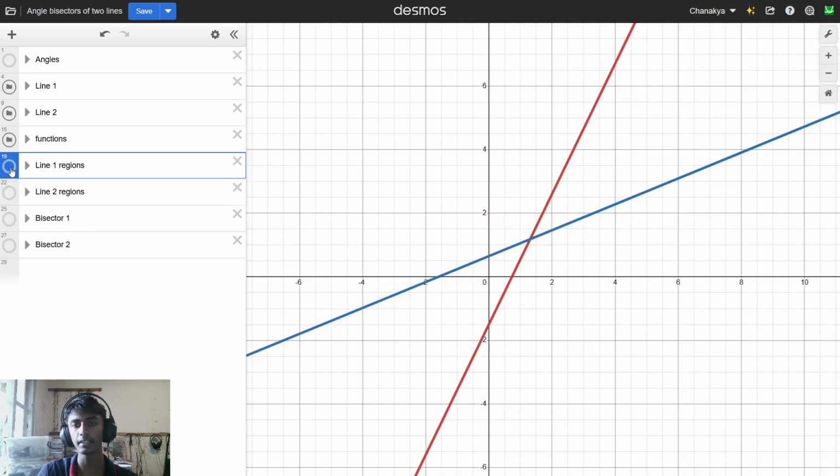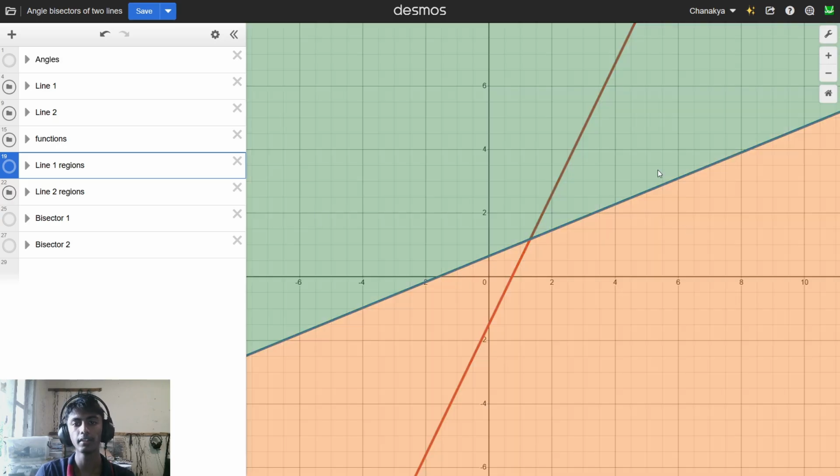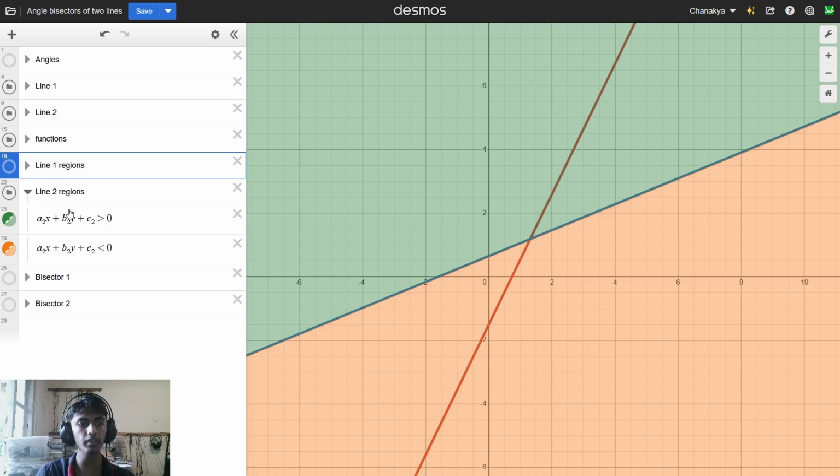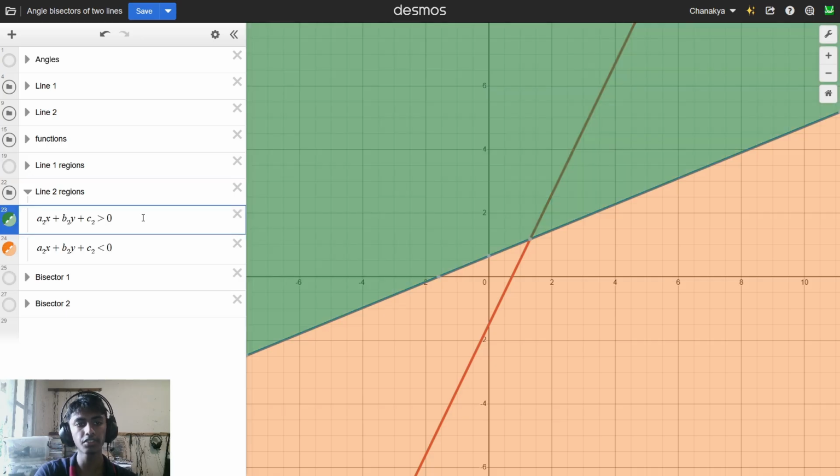Similarly, hiding that, I can also show the regions for the blue line. For the blue line, these are the regions. Again, it's the same definitions. For the blue line, if we look, the green region is the region for which it's positive, and the orange region is the region for which it's negative.